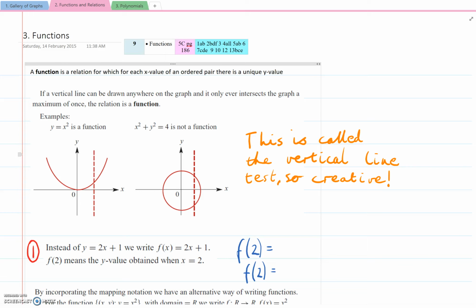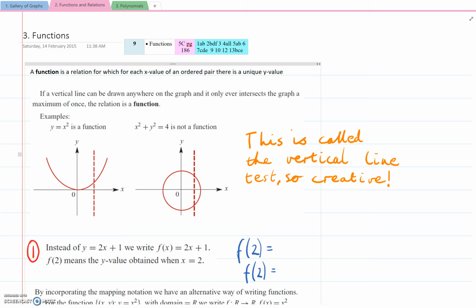Hello there. This is lesson 3 at this stage for functions and relations. I'm just going to have a look at some functions here. So a function is a relation for which each x value of an ordered pair has a unique y value. Sounds quite confusing, but you'll see that below.